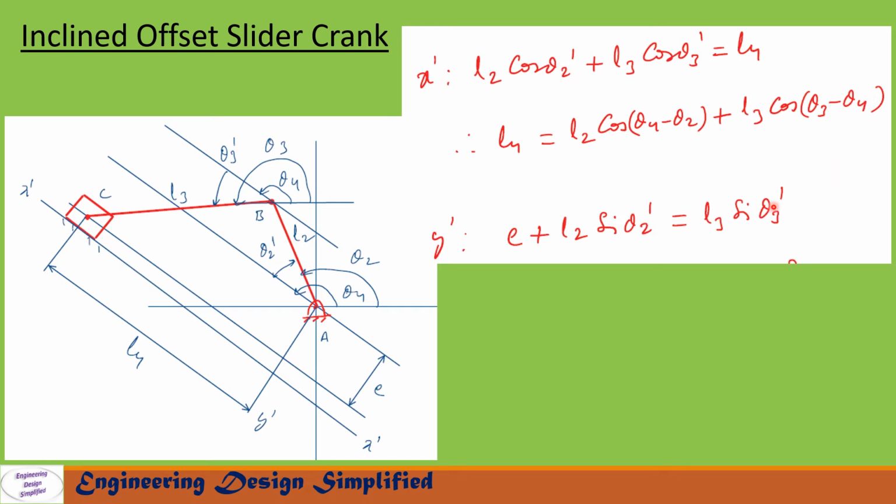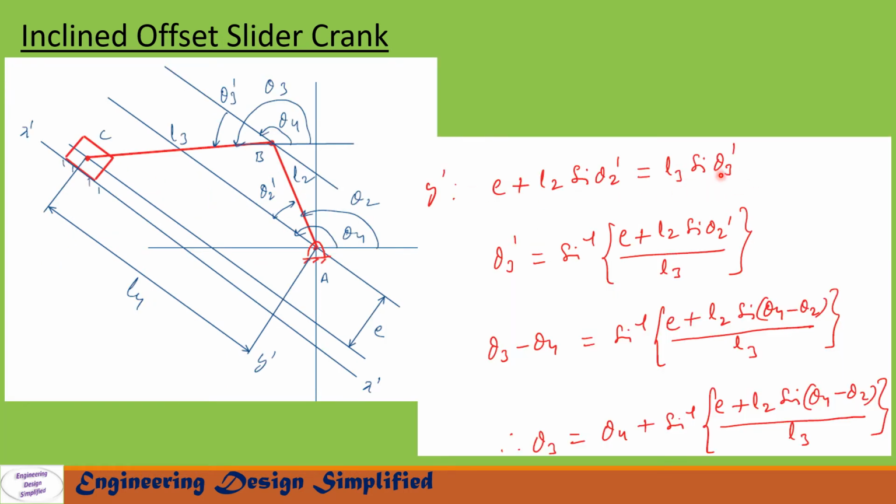Now let us write displacement equations along y prime axis. Along y prime axis we have E, that is offset, plus L2 sine theta 2 prime, that is this distance, equal to L3 sine theta 3 prime, that is this distance. So from this equation, theta 3 prime can be written as theta 3 prime equal to sine inverse of (E plus L2 sine theta 2 prime) by L3.